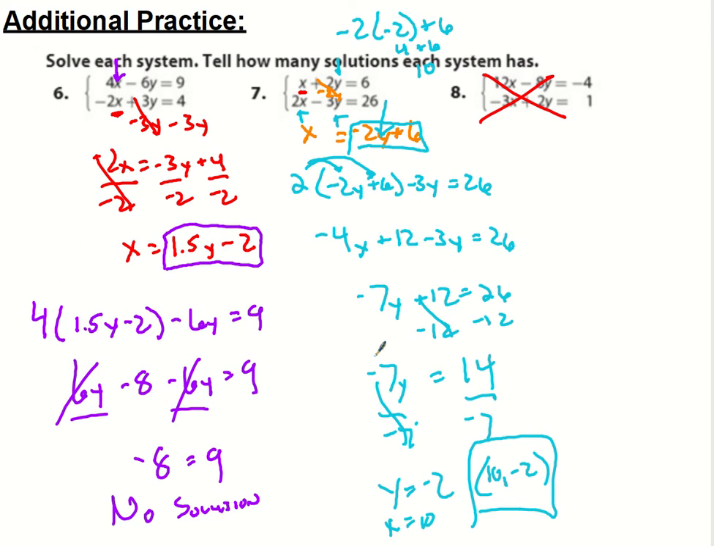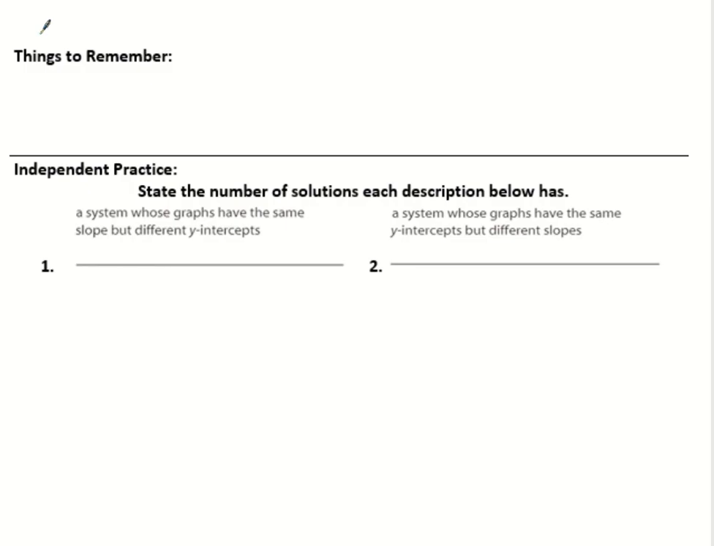Okay, so that's it. Things to remember. If we get left with something like negative 2 equals 3, that means no solution. If we're left with 3 equals 3, that means infinite solutions.